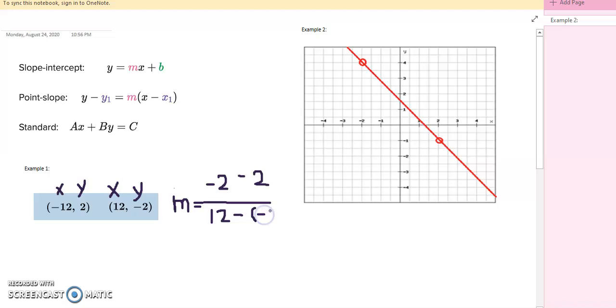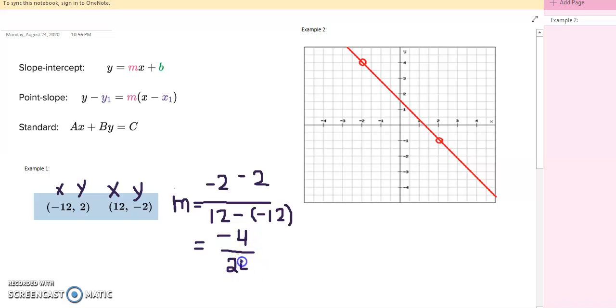-12. Please, this is a question like this. I could see this being on the test, and I could see students thinking, oh, the slope is 0. It's not 0. Make sure you actually write it down. Don't go too fast. They put these numbers the same on purpose because a lot of students will just automatically assume that they subtract out, but they don't. -2 minus 2 is -4. And 12 minus -12 is +24.